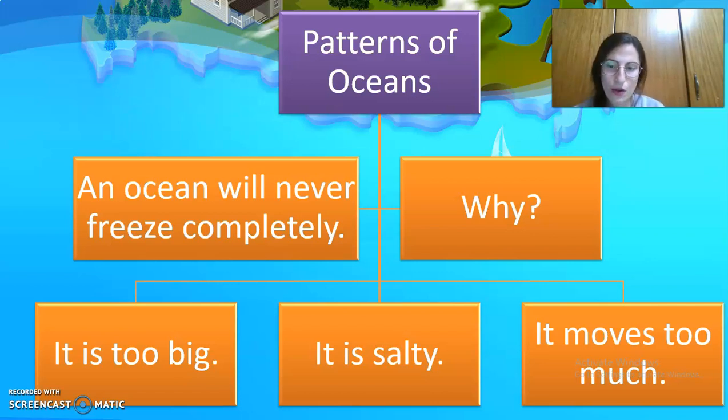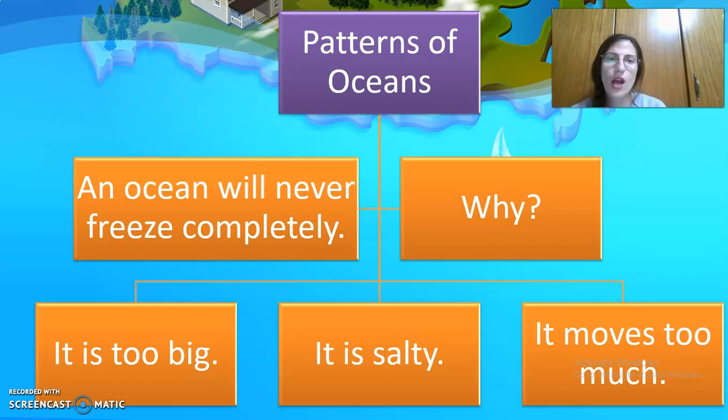Clear? So far so good? So what are the patterns of oceans? All oceans will never freeze completely. Why? Because of three main reasons. One, because it is too big. All oceans are too big. Two, all oceans have salty water, and the salt stops the water from freezing completely. And three, because it moves too much, it doesn't freeze completely.